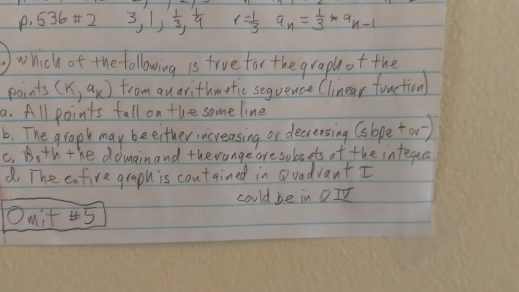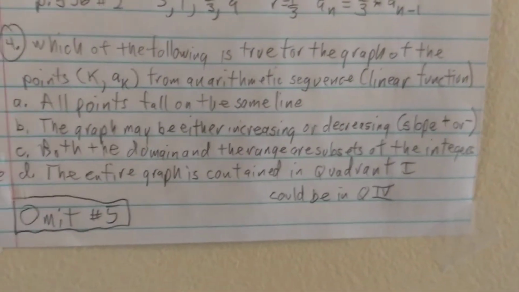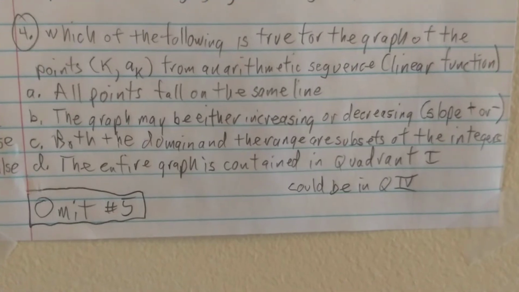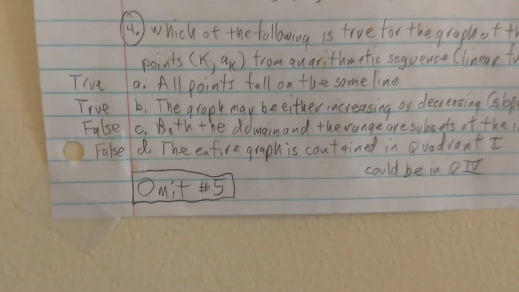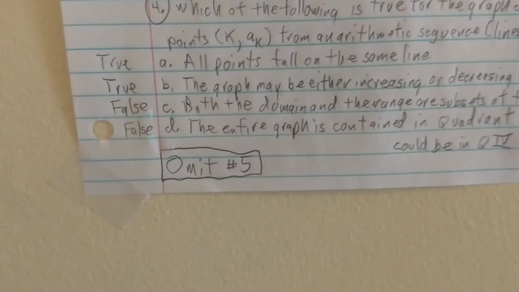Well, if it's a positive slope it would, but if it's a negative slope it could be in quadrant 4. So that's false, and we're going to omit problem 5.